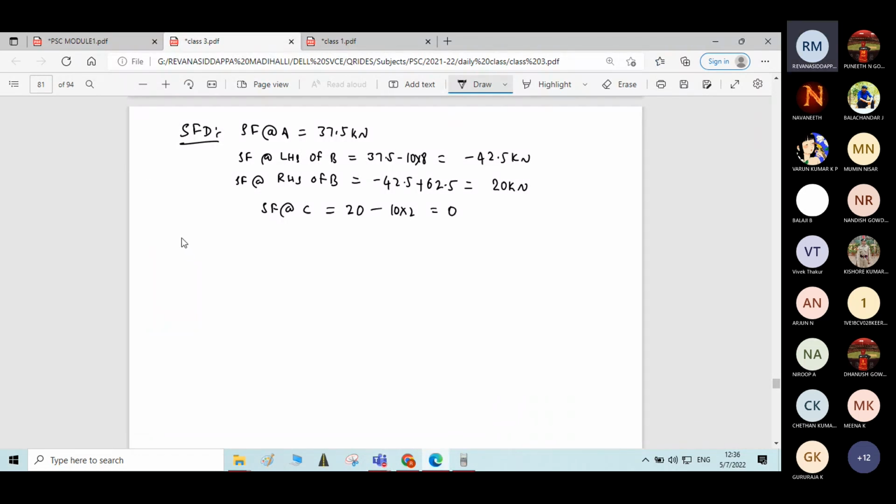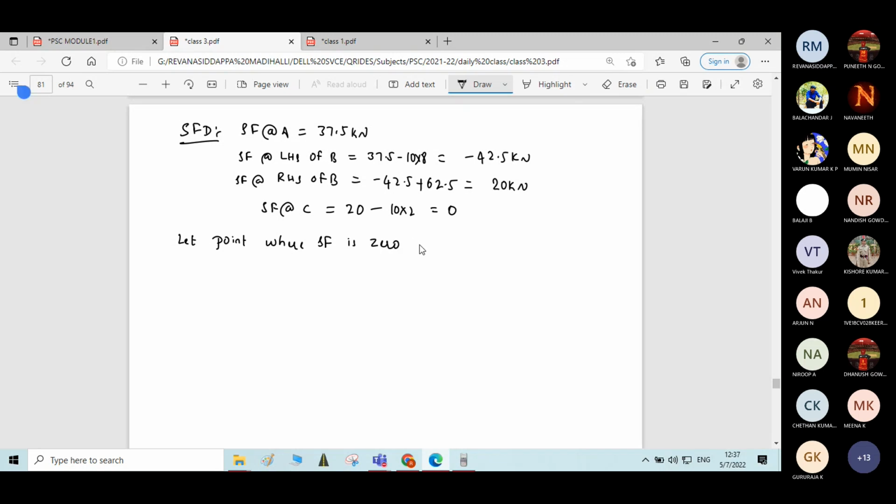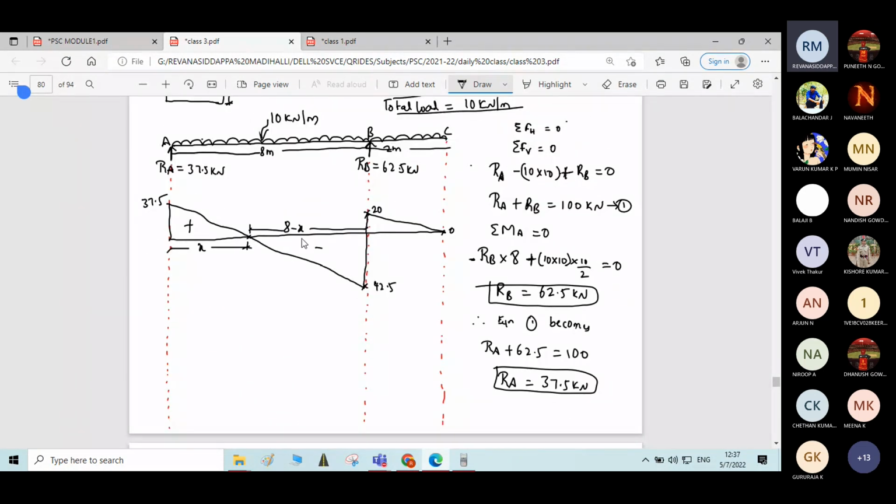Okay, below you write a sentence: let the point where shear force is 0 and bending moment is maximum be at a distance x from A. A distance x from A. Okay, this is the point A.